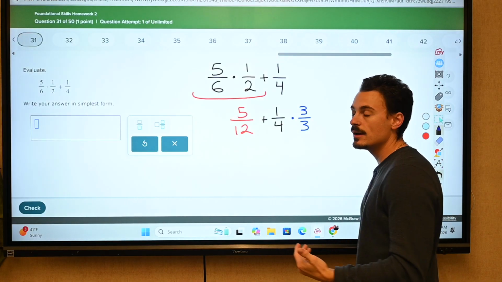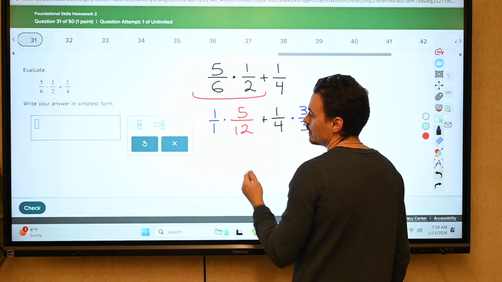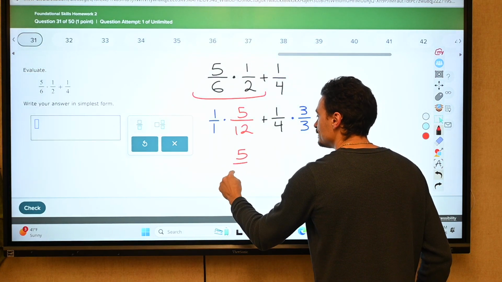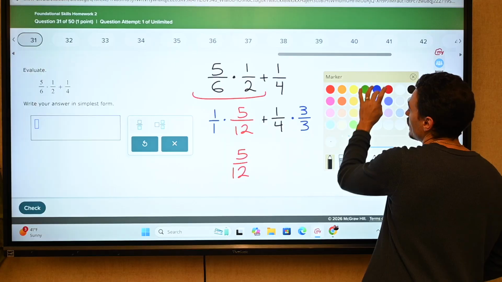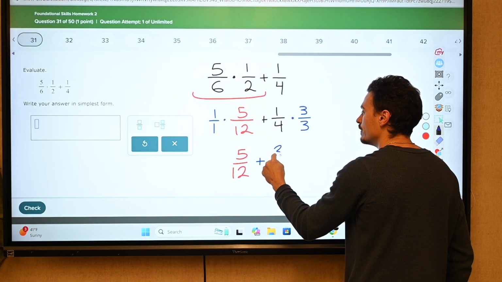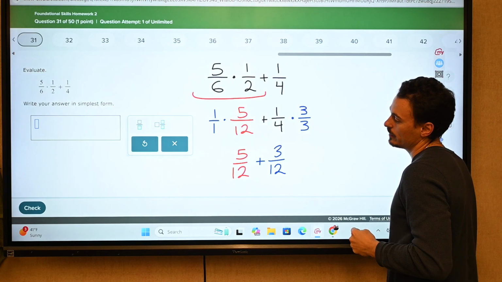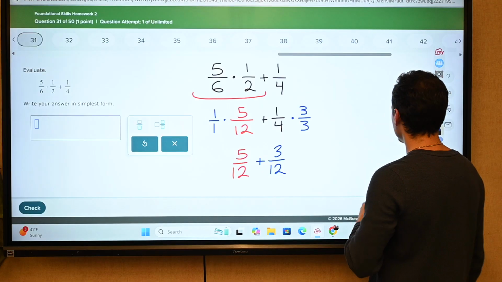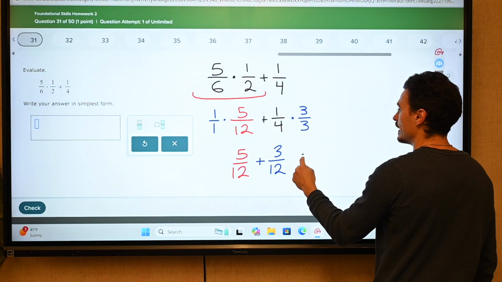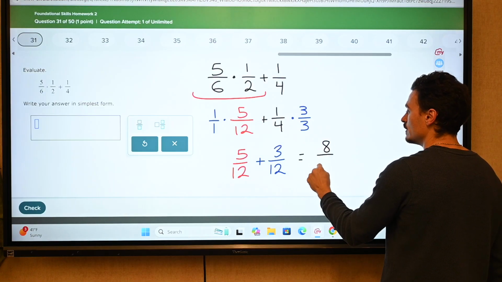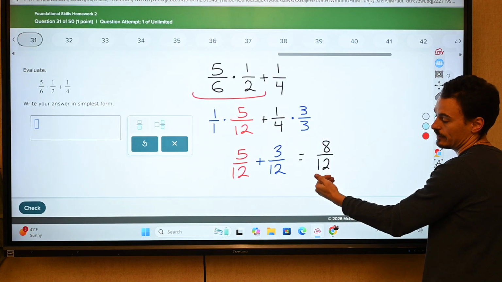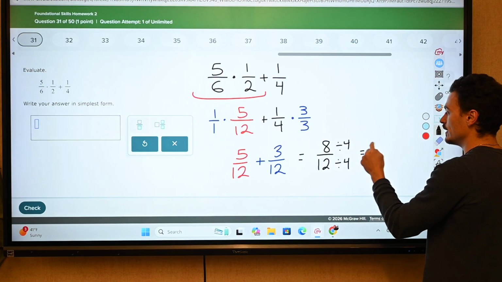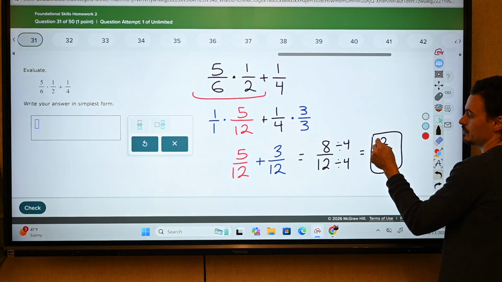So for example, here, I'm just multiplying this fraction by 1, okay? And that's not going to change the fraction. So here, I still have 5 over 12. And now I'm adding 3 over 12. So I've made an equivalent fraction to 1 over 4 as 3 over 12. So when I add up, I get 5 plus 3, which is 8 over 12. I can divide this by 4 so that I can simplify my fraction, and I get 2/3 as my answer.